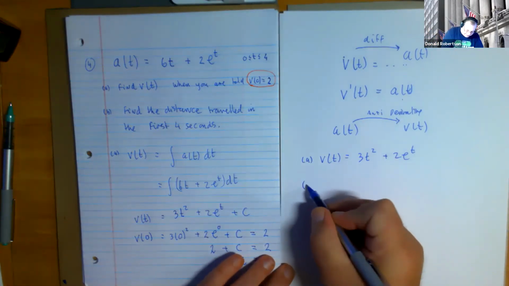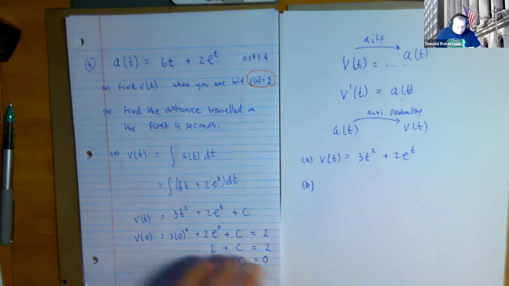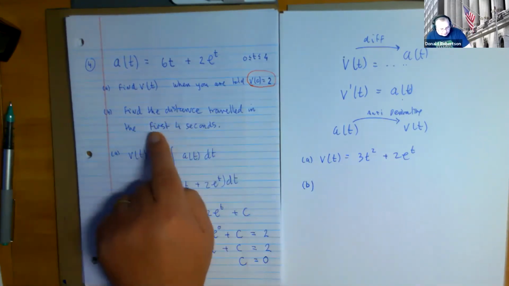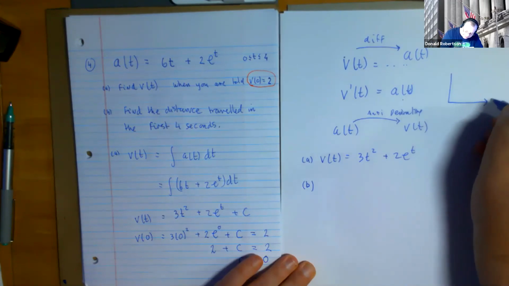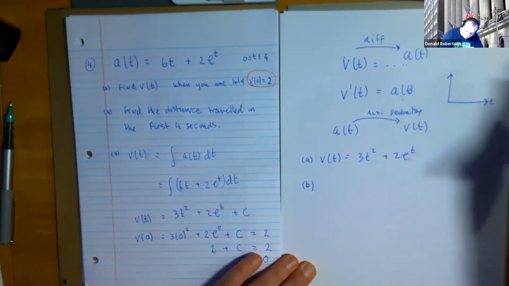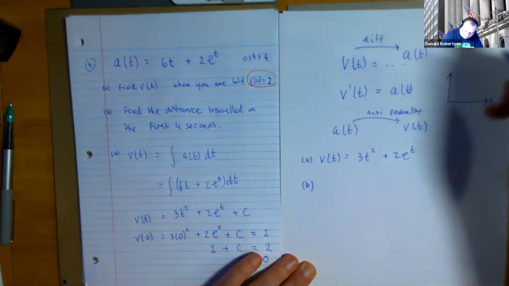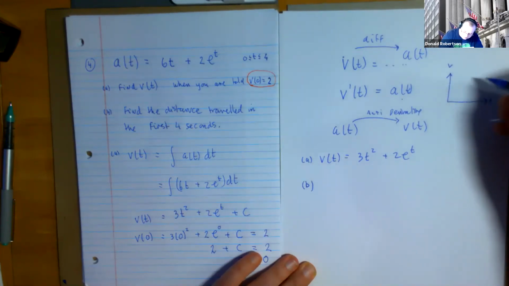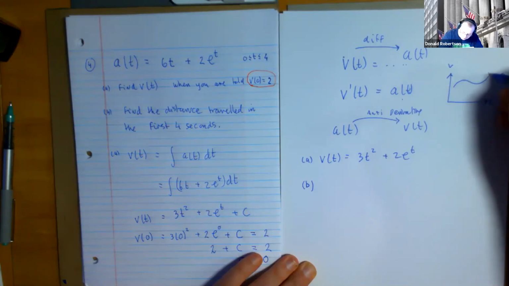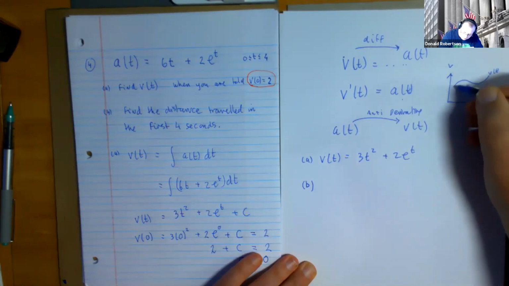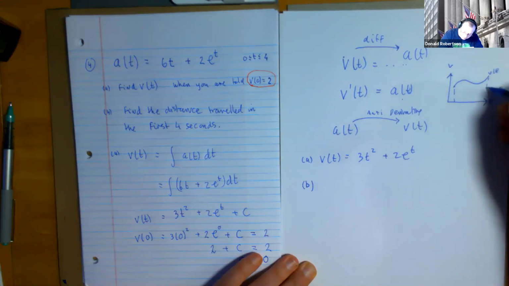Now part B, find the distance travelled in 4 seconds. Well, this, again, you have to kind of go back to your calc world, or not so much your calc, but maybe your physics world or whatever. Hopefully some of you have seen this or know about it.